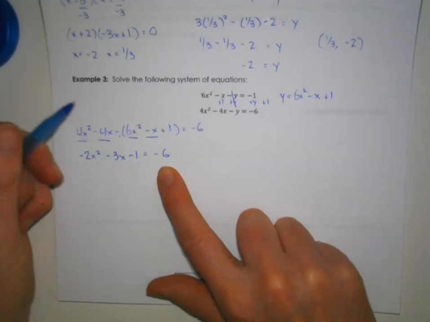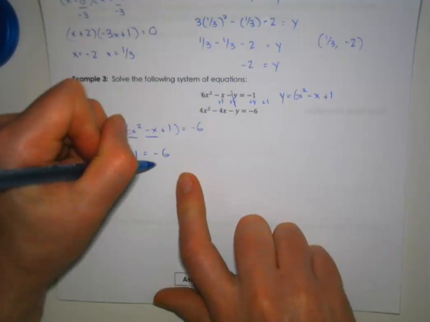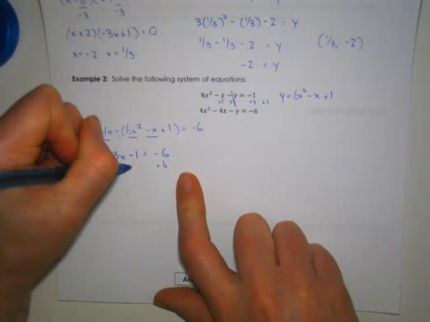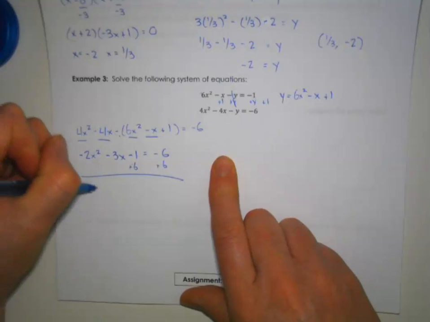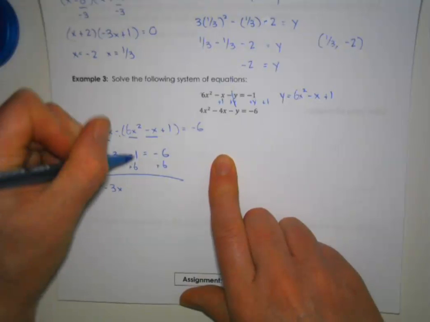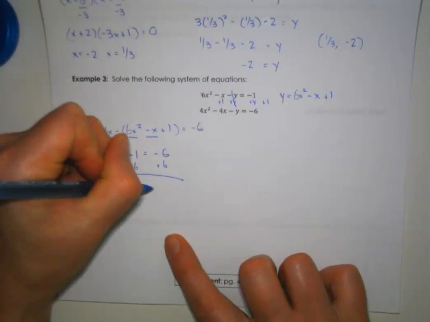Now we want to set this up so we can factor it. So we want to set it equal to 0. We want to bring that 6 over. So plus 6 plus 6. And that gives us -2x squared minus 3x. -1 plus 6 gives us plus 5, which is equal to 0.